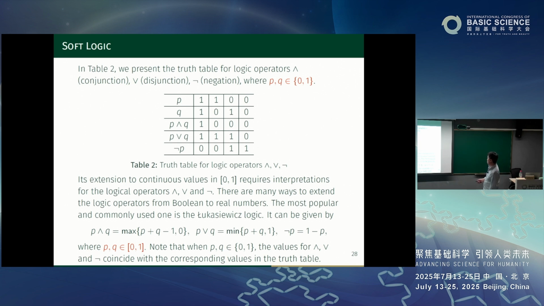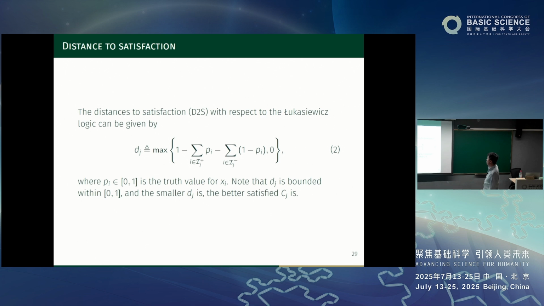Okay. Truth table, soft logic. Then this is the distance to satisfaction for a rule. If you're familiar with machine learning, this is ReLU, right? It's a ReLU function. This distance is within 1 and 0, and the smaller d_g is, the better this rule is satisfied.